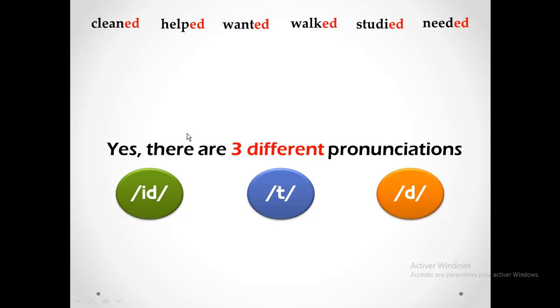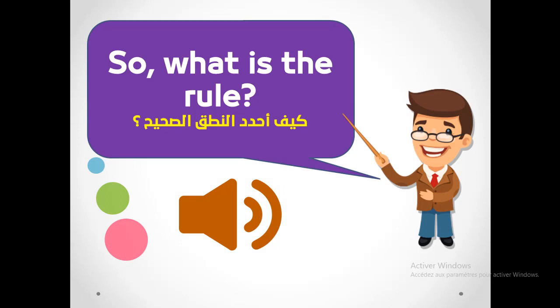Let's classify. Cleaned. What do you hear? Id or t or d? Cleaned. Very good. D. Helped. Very good. T. Wanted. Id. Walked. T. Studied. D. Needed. Id. Nice. Now, what is the rule?